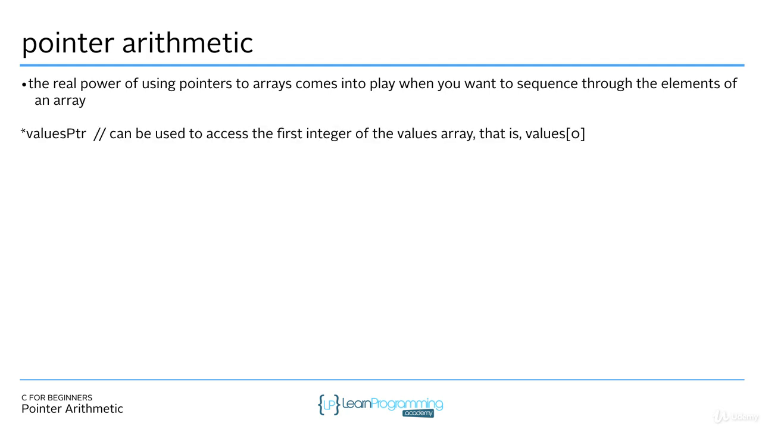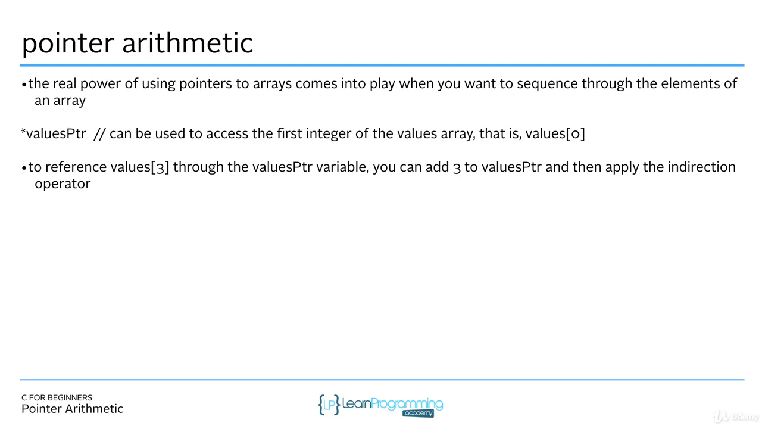So here, values pointer can be used to access the first integer of the values array. It can be used to access value sub 0. If you remember, values pointer is a pointer that's pointing to an integer array, and we assigned it to the first element in the array by just assigning the pointer to the array name. We could also use the address of operator with sub 0 if we wanted to. But when we dereference values pointer, because it's pointing to the first element in the array, it's going to give you the first integer in the value sub 0 array.